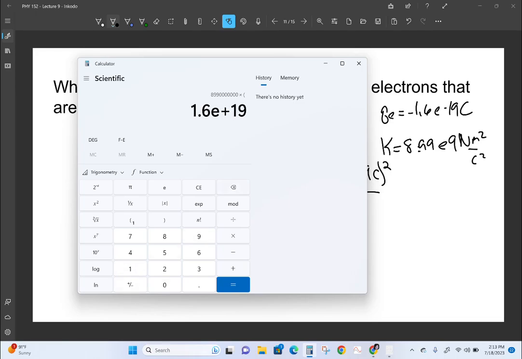And you may say, why didn't you put a negative in there, Miss Knight? Well, I should have. So let's redo that. 8.99 exponent 9 times the quantity negative 1.6 exponent negative 19, and we're going to square that. Actually, I need to go back one place.